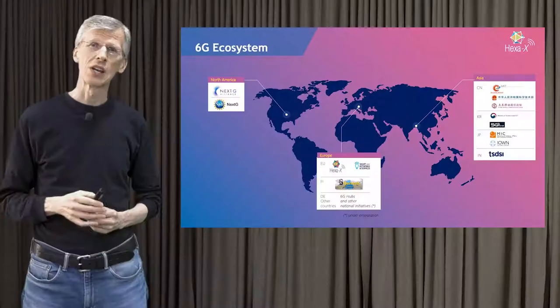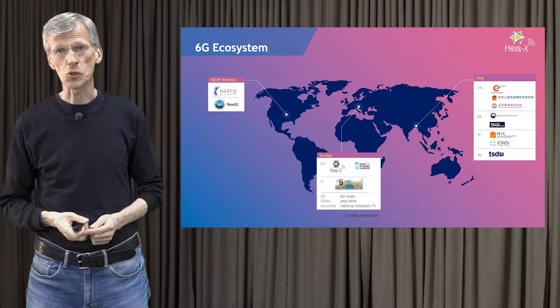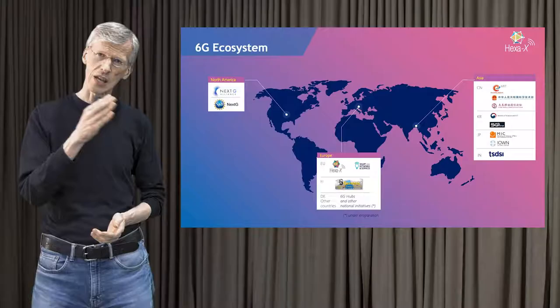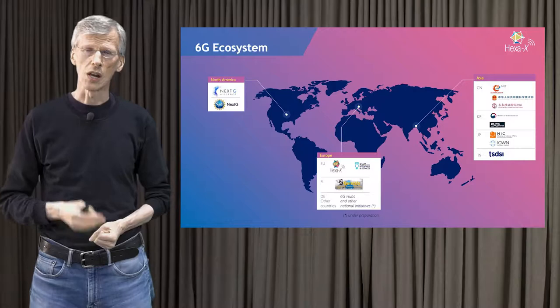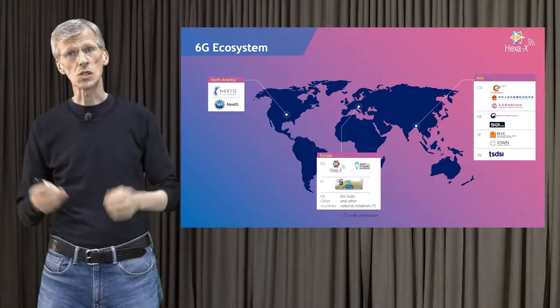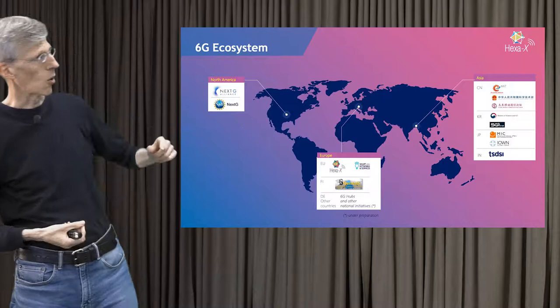So lots of things are happening in Europe, but actually also in the global ecosystem for 6G. In Europe, we have not only Hexa-X, the 6G flagship project, but many other projects. We have the Smart Network and Services Initiative that we already mentioned. But then also in every country, there are regional initiatives, like the very first Genesis 6G project in Finland and the 6G hubs that are now being defined in Germany. In China and in Asia, we see lots of things happening as well. You can read for yourself.